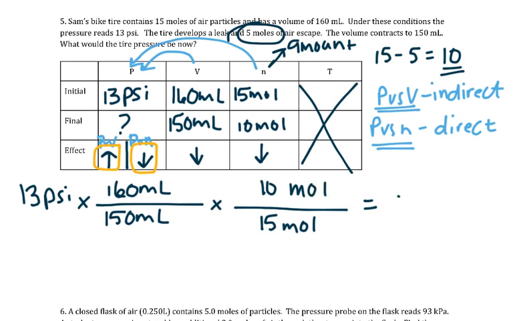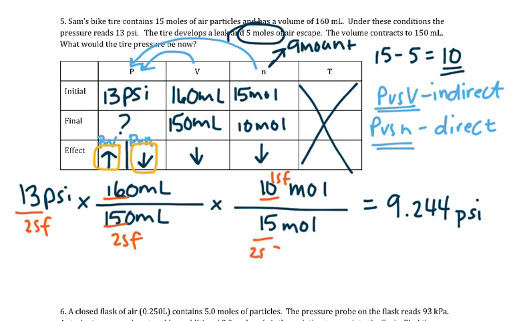When you plug this into your calculator, you should get 9.244 psi. Now let's go back and look at our sig figs. We see two sig figs here. Both of these numbers also have two sig figs. Here's our one sig fig, and 15 has two sig figs. So the least number is going to be one sig fig. We don't have to move our decimal, we're just going to cut this off there.